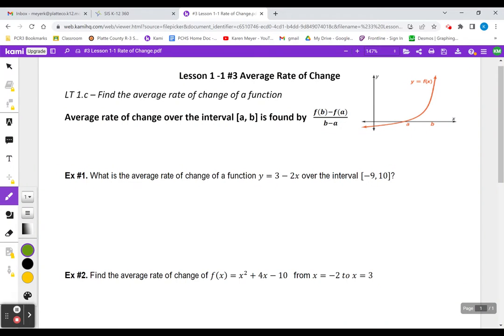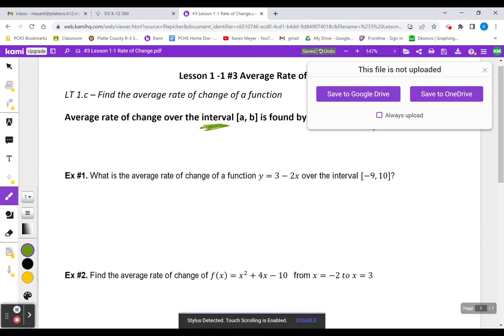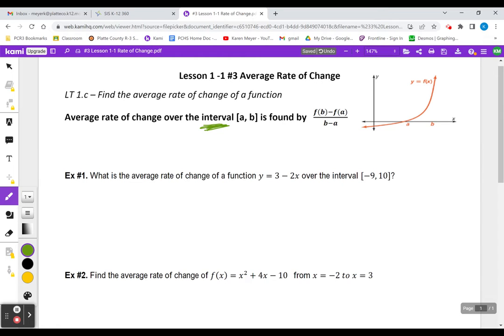In this lesson, we're going to be talking about average rate of change of a function. Now, the average rate of change, what you need to know here is that it's always going to be over an interval. And remember, we talked about intervals is x and x. So that means that the first number listed would be my x1. The second number listed is my x2.